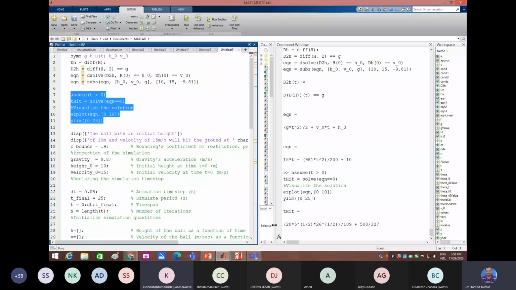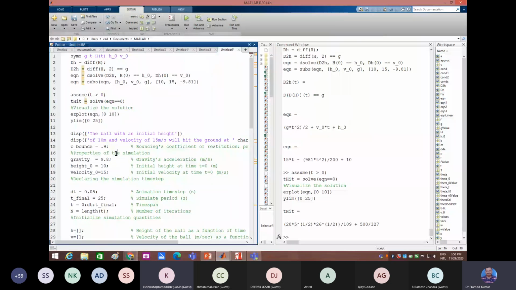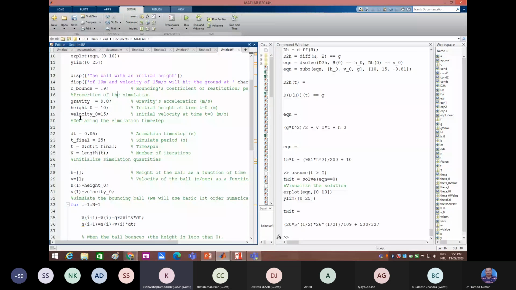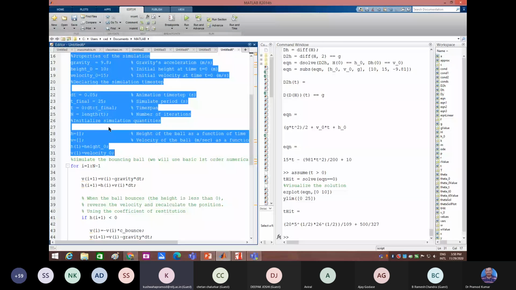Then you will get this graph. It is going up and down. And after that, we put the gravity, acceleration, height, and velocity, all these conditions, and then we see the simulation of these values.